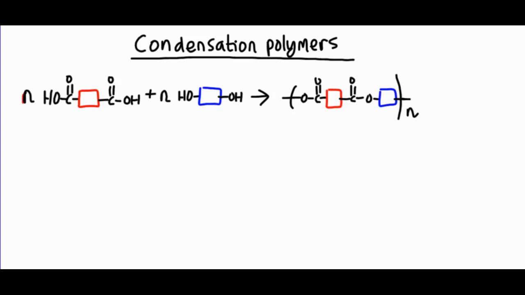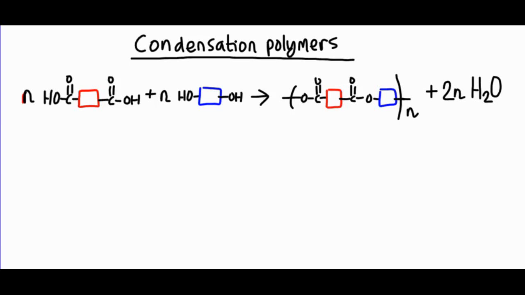So in fact, we close the brackets there, pop an N in at the end of the brackets to show that that's a repeating pattern. And then we write 2NH2O. So in fact, for every repeating unit, 2 water molecules are released because we have 2 ester bonds per repeating unit. So that's like the general equation to show this reaction forming polyesters.